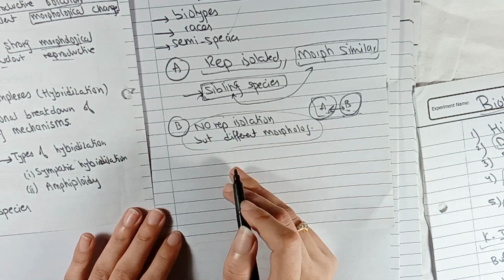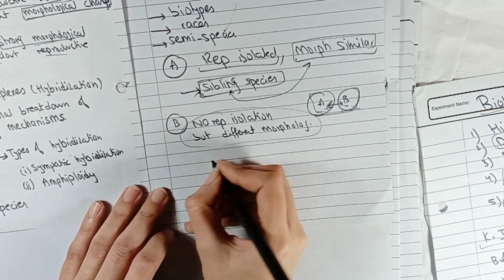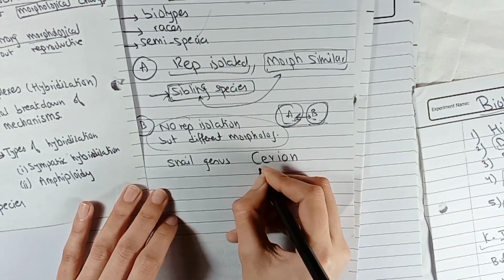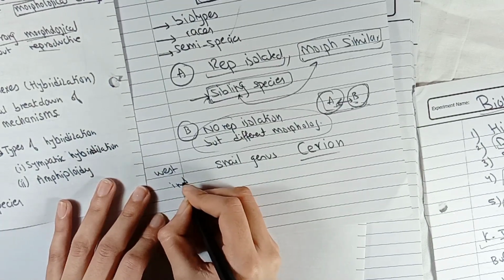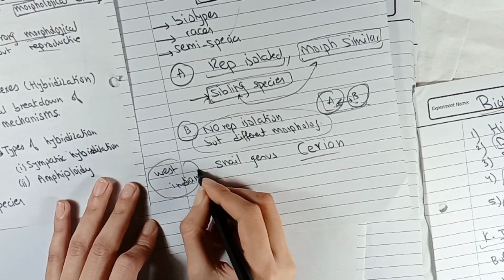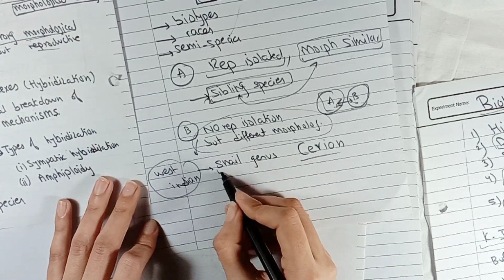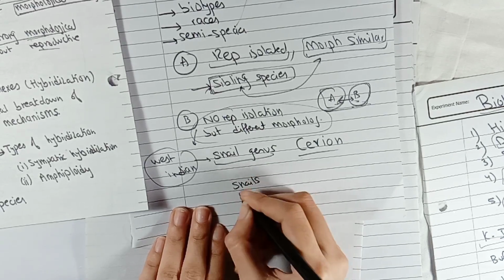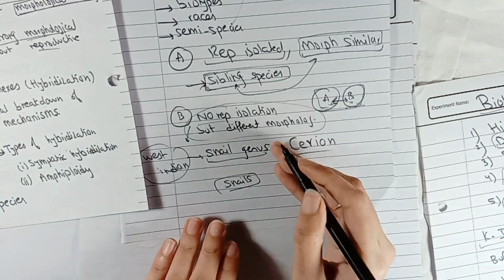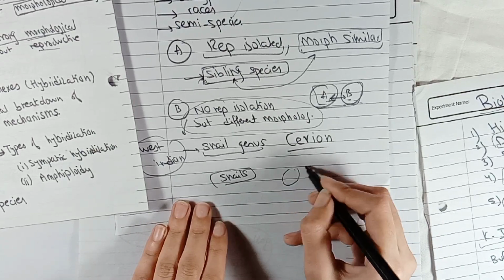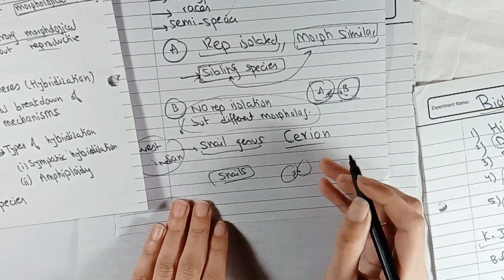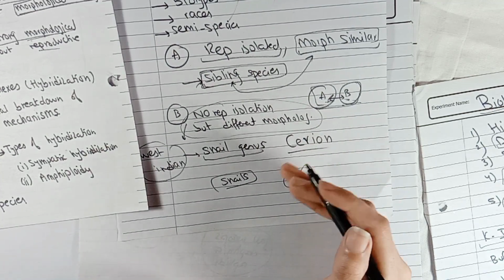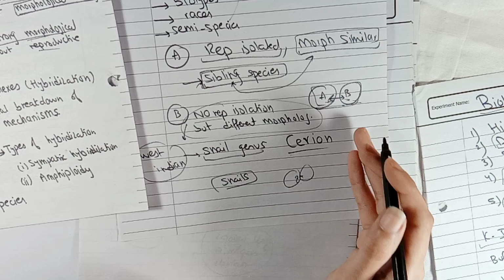And here comes the example of the snail genus. The genus is Cerion, the West Indian snail genus Cerion. The example in this concept is of the snail genus Cerion. This snail genus and the other snails have different morphology, but whenever they get a chance to breed, they interbreed with each other. So it is undoubtedly inappropriate to call every morphologically distinct population a species.